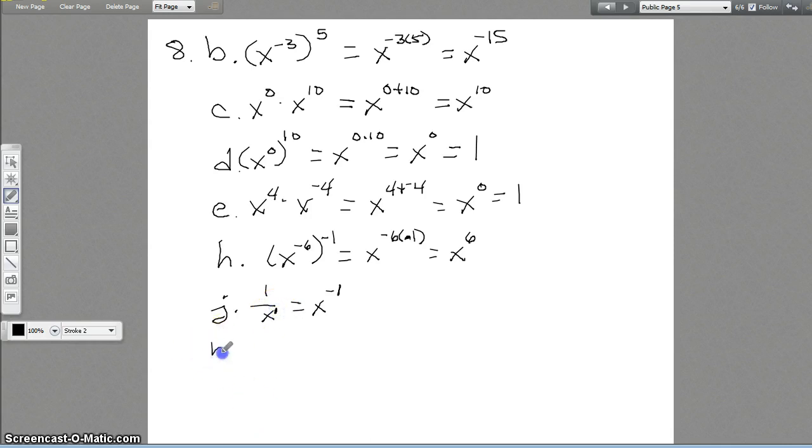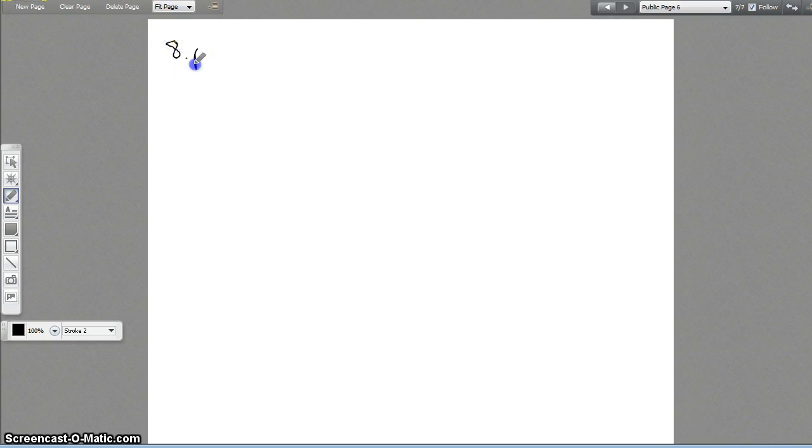Okay, part K is x to the 4th divided by x to the 9th. We are dividing, so that means we subtract our exponents. x to the 4 minus 9, so that is x to the -5. And then I'm going to get a new page.